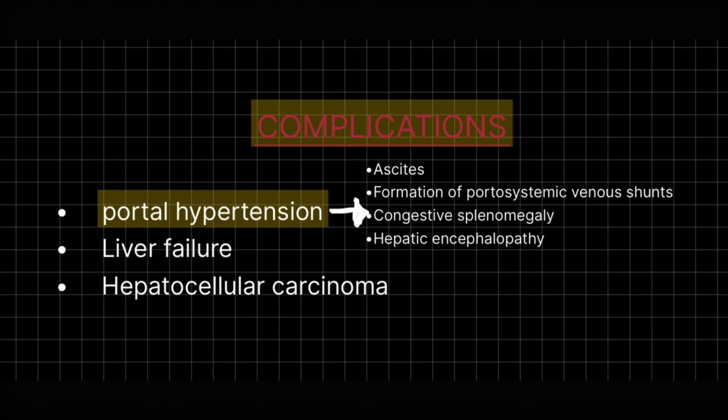Portal hypertension can lead to the following. It can lead to ascites. It also leads to the formation of portosystemic venous shunts. It causes congestive splenomegaly, and it causes hepatic encephalopathy.